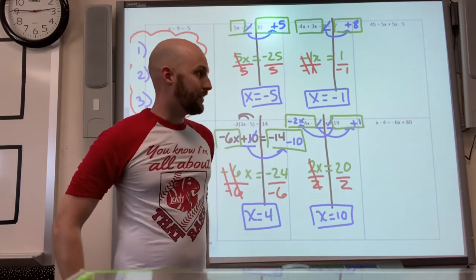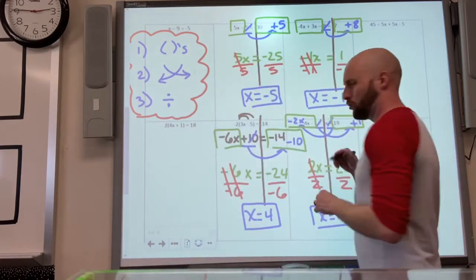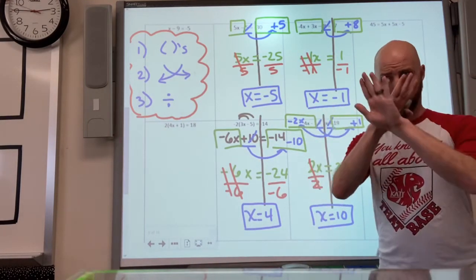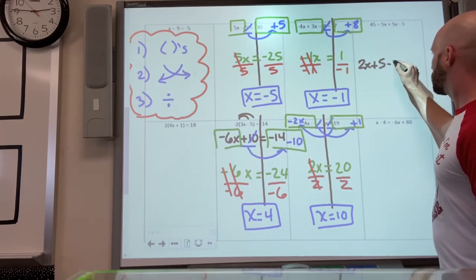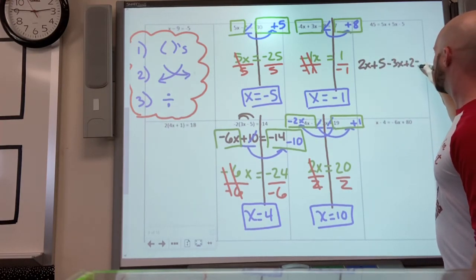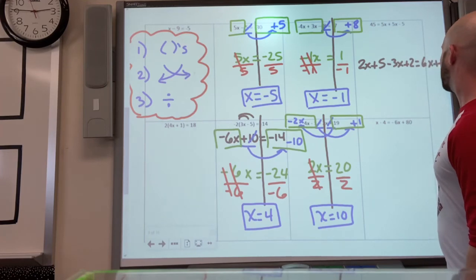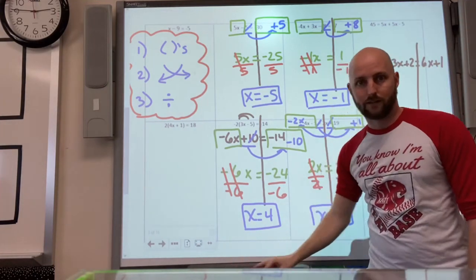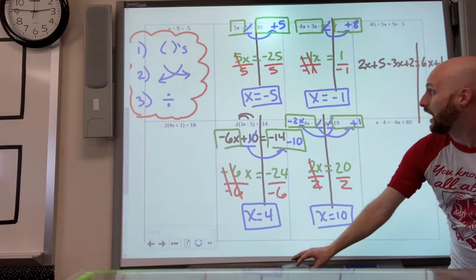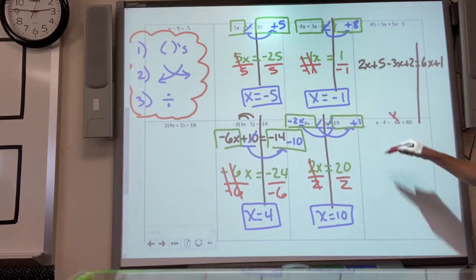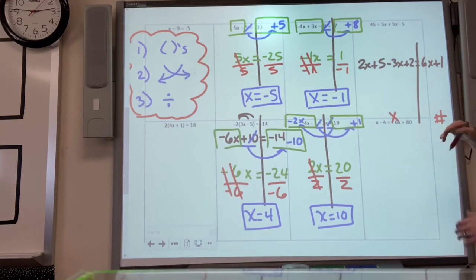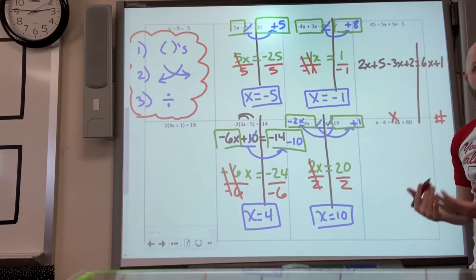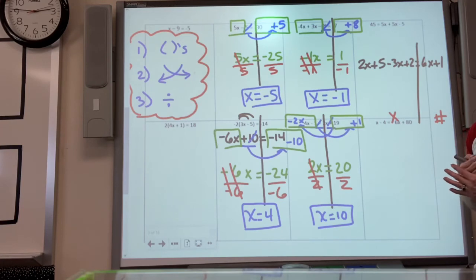¿Ok? Si tiene problema con eso, voy a escribir un ejemplo. No lo voy a completar, solamente para pensar en cómo mover cosas. 2x más 5 menos 3x más 2 igual a 6x más 1. Ay, mucho. Okay, so lots and lots of things. I just want you to think, if here is x, here are the numbers, que aquí están los x's, aquí están los números, ¿quién ya está en su lugar y quién necesita mover? Who is in their spot and who needs to move?